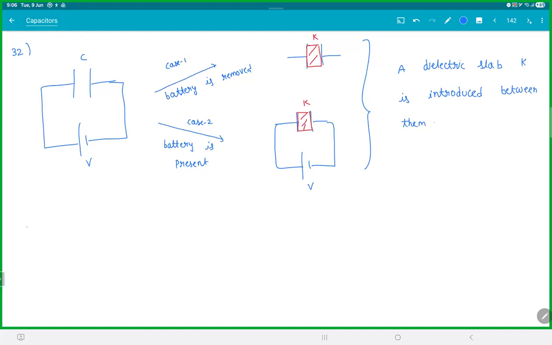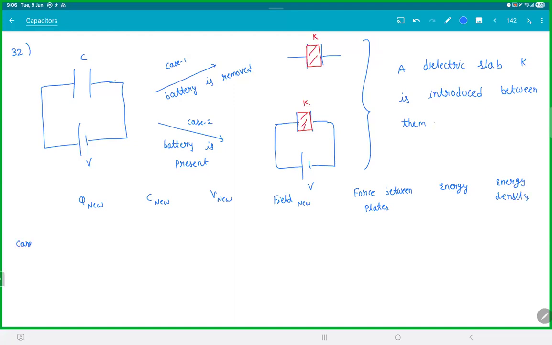Then what I want you to find is the new charge. So options will be: it became K times, it became 1 by K times, it will remain same, something of that sort. The new capacitance, the new voltage, the new field, new force between the plates, energy stored, energy density, seven quantities.